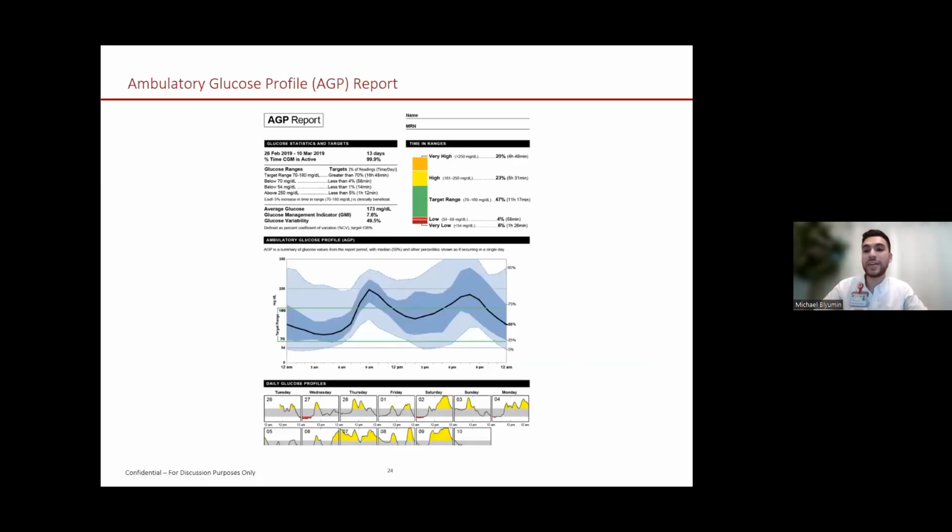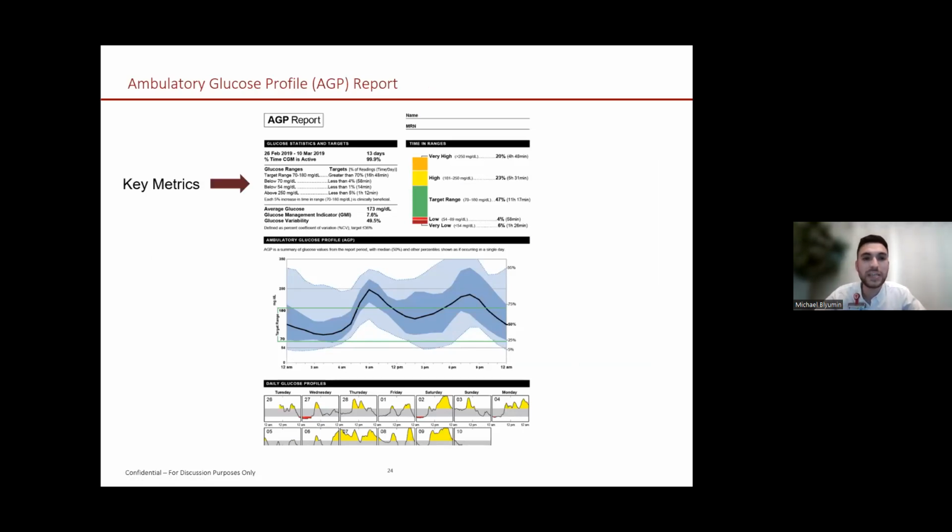Now, after you get a CGM, you get different types of reports from it. You get a lot of data from it. Typically as providers, we look at this type of report, which is called an ambulatory glucose profile report, or an AGP report. Let's talk a little bit about some of the numbers we see here, because this is a lot more information than you get from a glucometer.